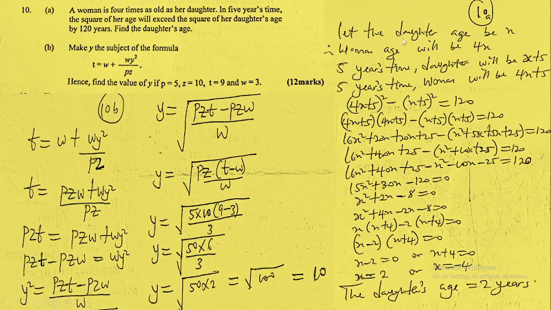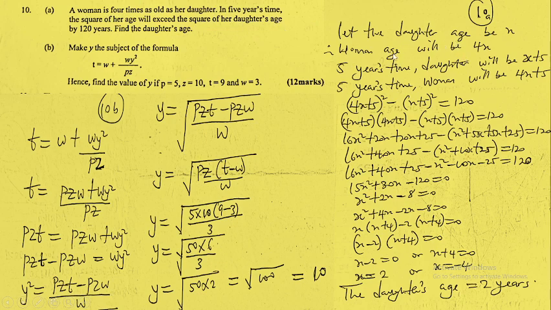So that's why we say here, let the daughter's age be x. If the age of the daughter is x, the age of the woman will be what? 4x, according to what we have here, that the age of the woman is 4 times the age of the daughter. So age of the daughter is x, age of the woman is 4x.